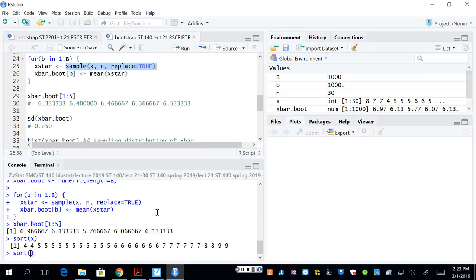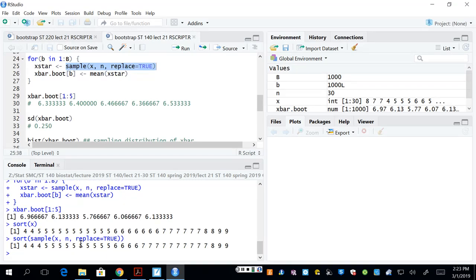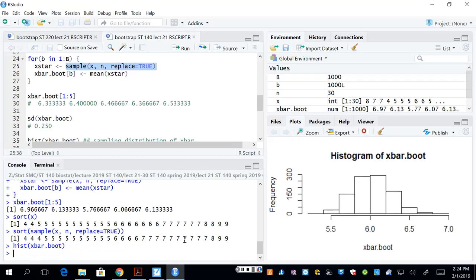I'm sorting it so we can see the differences. This one sample here picked 4 3 times. It looks like it picked 8 1 time instead of 2 times. So there's a little bit of variability there. If we average the bootstrap sample, it's a little bit different than the other one. But I've done it 1,000 times. The histogram of those x bar bootstrap values is the histogram of these things.